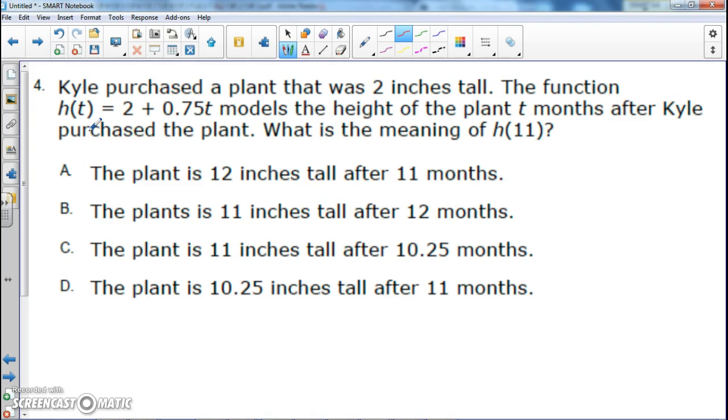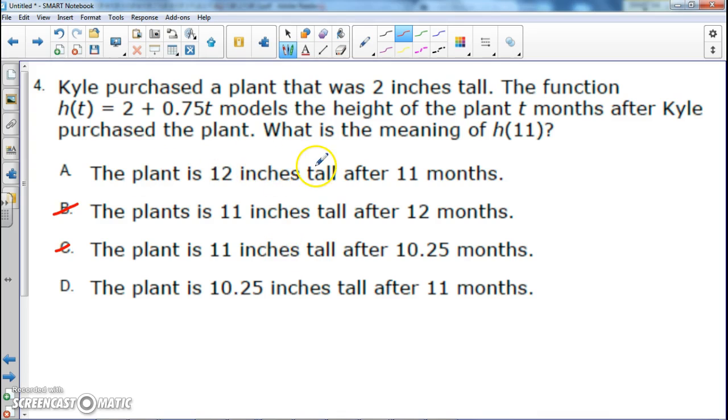Okay, so Kyle purchased a plant that was already 2 inches tall. They gave us the function h of t, and they told us that the t stands for months after Kyle purchased the plant. So what is the meaning of h of 11? We know our t stands for months after he purchased the plant, and we plugged in 11 for t, so that should represent 11 months, which would rule out B or C because they're saying 11 inches.